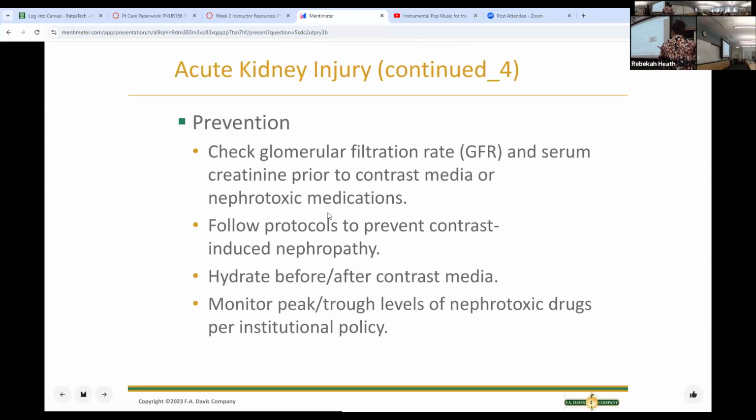We might want to hydrate before. We want to check the peak and trough levels. If they're getting medications that can be nephrotoxic, we're going to be checking to make sure we're not giving them too much.